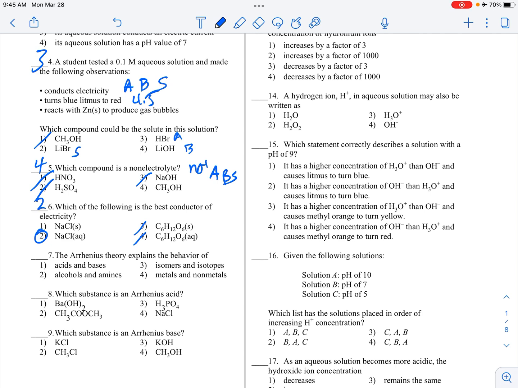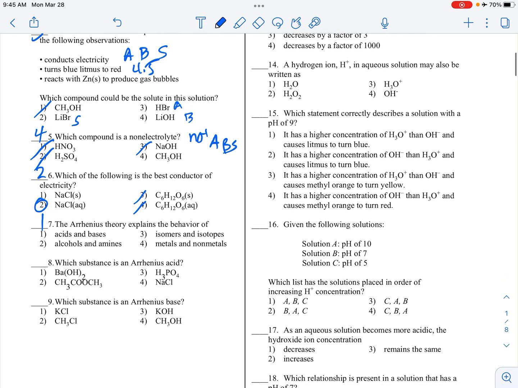Arrhenius theory explains the behavior of acids and bases. An Arrhenius acid is anything that produces H plus in solution, and an Arrhenius base is anything that produces hydroxide, or OH minus. So for an Arrhenius acid, again, table K, you will see this one right here. H3PO4 is phosphoric acid. For an Arrhenius base, table L. What's going to produce OH? So again, these last two have OH, but only choice 3 is a base. This is an alcohol. Alcohols are organics ending with OH.